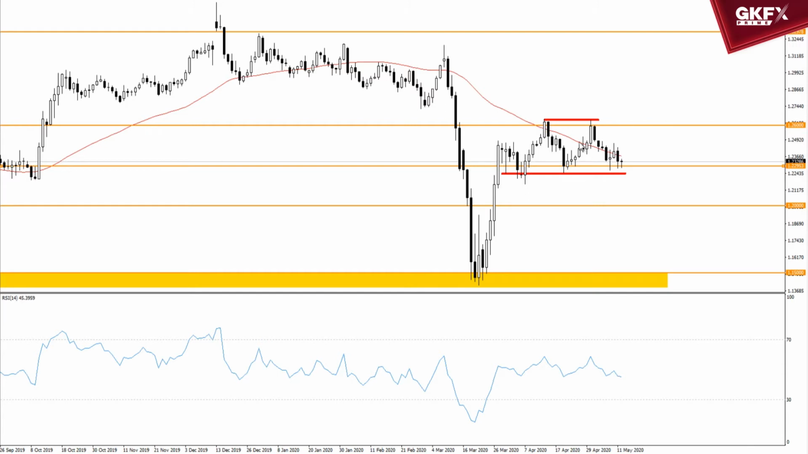Three failed tests to break above the moving average, what looks like a double top here. So let's just pay attention to this 122, 123 zone for potential breakdown. And 120 on the downside would obviously be 200 pips. It would be very nice to claim.